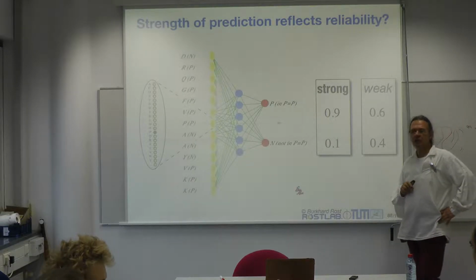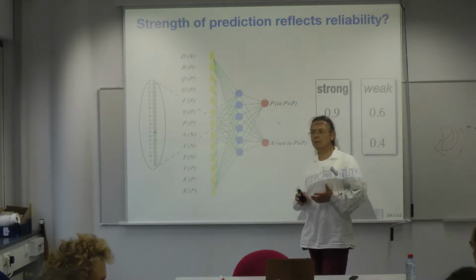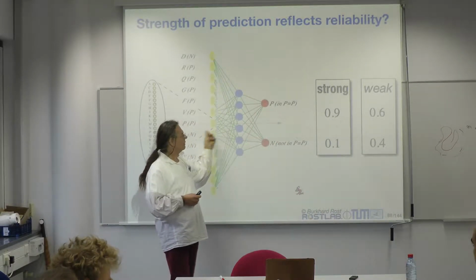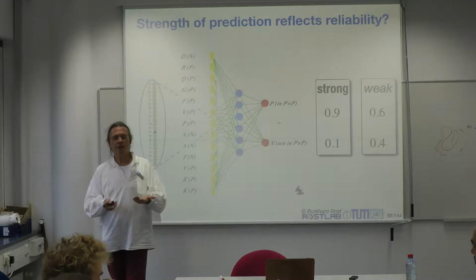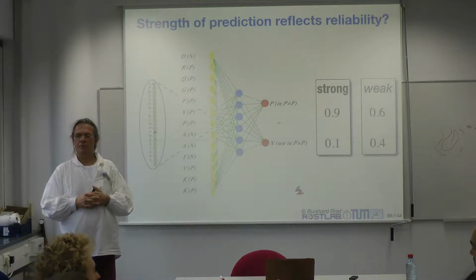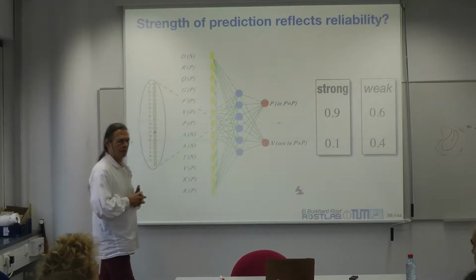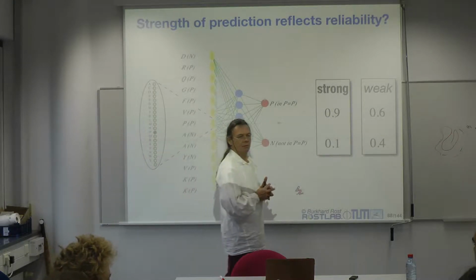Back to the question of the input. What could be an important input? We want to predict whether or not the central residue in this window here is in a protein-protein interaction. Here I only show sequence as input. What else could you put in? What would you put in?